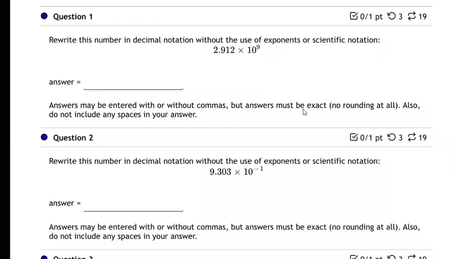So they have the number here, 2.912 times 10 to the 9th. So what is that? Like I said, I don't need to rewrite it. What does that 10 to the 9th power do? Do you remember? Let's think. I don't want to just give you a rule. I want to think with you.